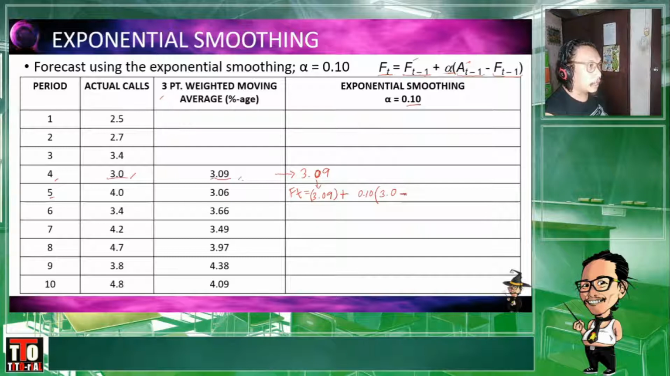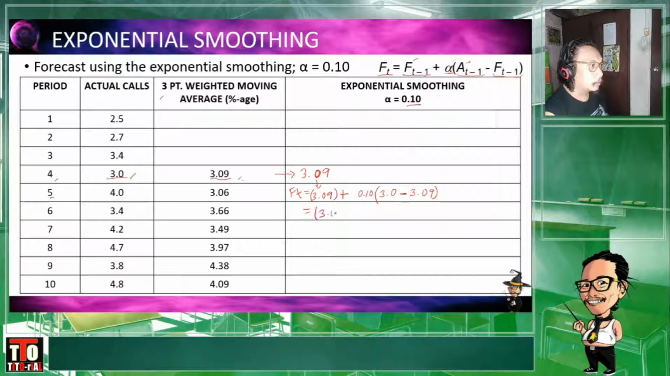Less or minus, again, yung forecast natin na 3.09. So, 3 minus 3.09. Okay. Now, ang una natin isosolve dyan, guys, since naka-parenthesis itong part ng 3 minus 3.09, ito muna yung una natin isolve. Okay? Ilagay ko muna sa baba para makita natin. Mas madali natin makita. Okay.